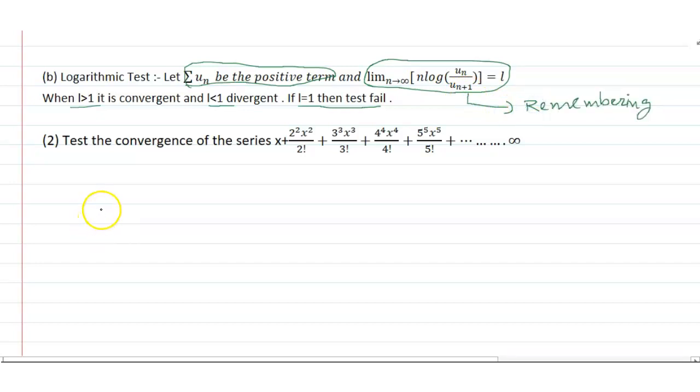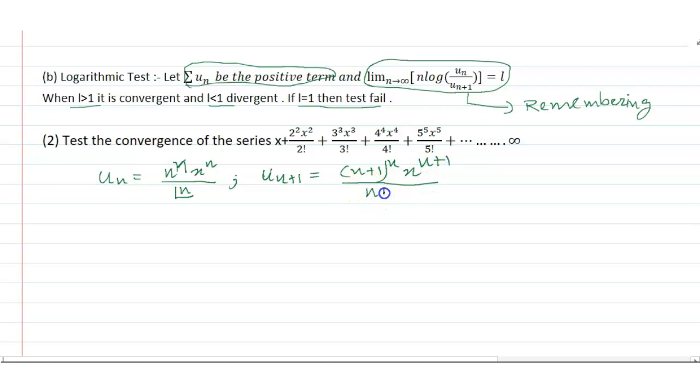Now, how can I solve this? I will take Un equal to n to the power n, x to the power n, divided by n factorial, and Un plus 1 equal to n plus 1 whole to the power n, x to the power n plus 1, divided by n plus 1 factorial.